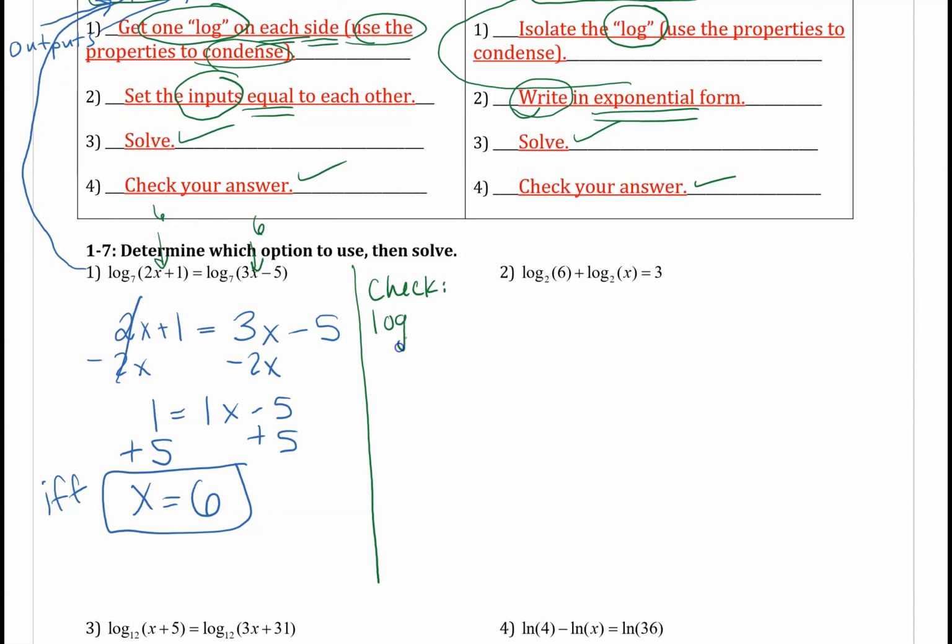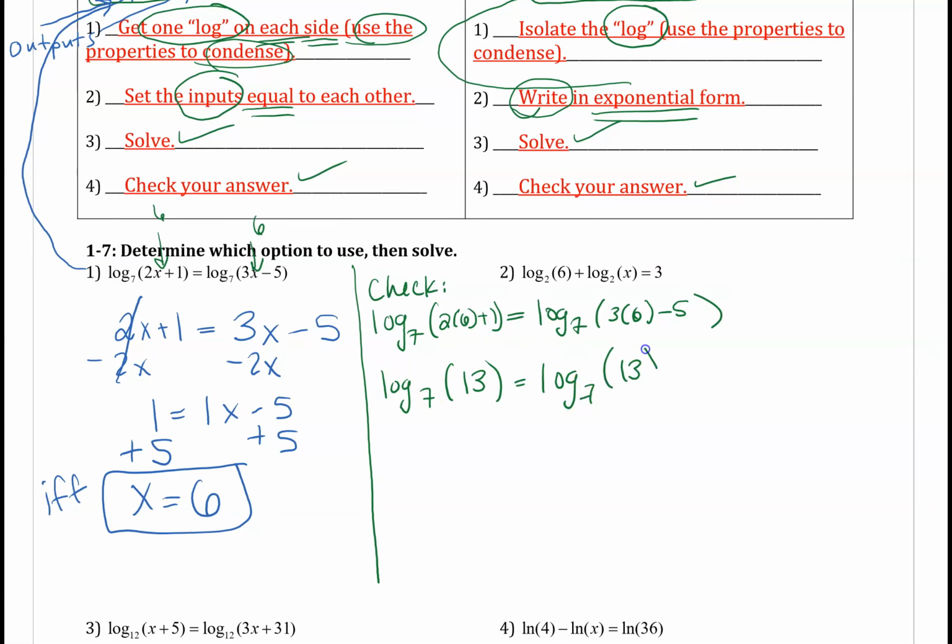So when I do that, I get log base 7 of 2 times 6 plus 1 equals log base 7 of 3 times 6 minus 5. So then that becomes log base 7 of 13, and then again log base 7 of 13, because that would be 12 plus 1, and this would be 18 minus 5. Check. Those expressions are identical, therefore that is true, therefore x must be 6.